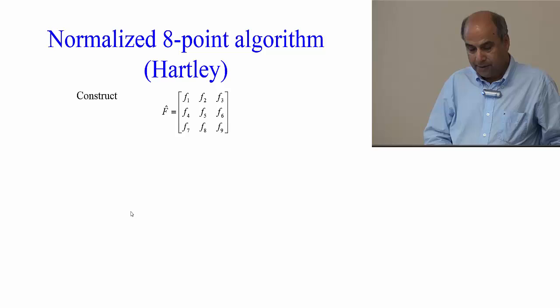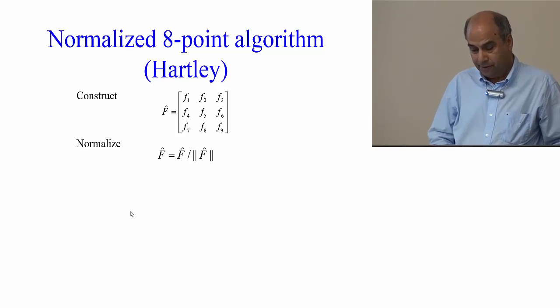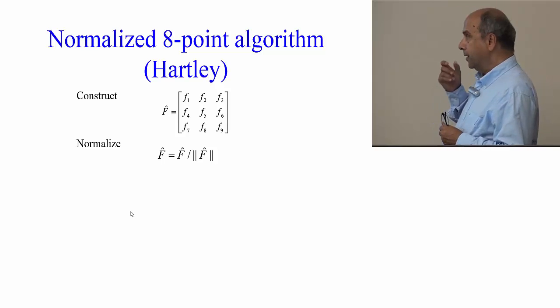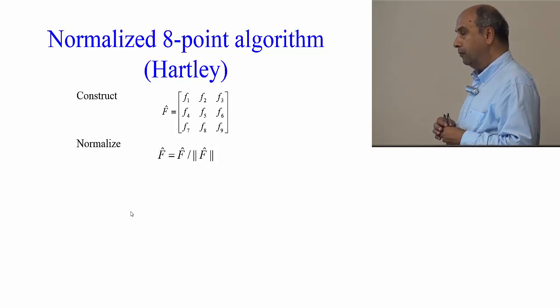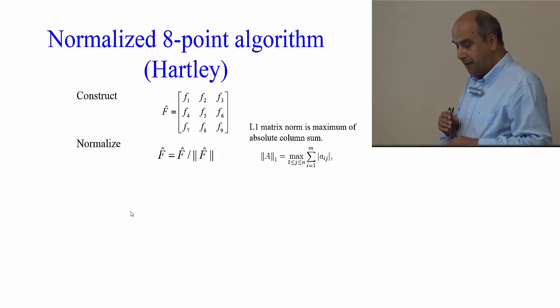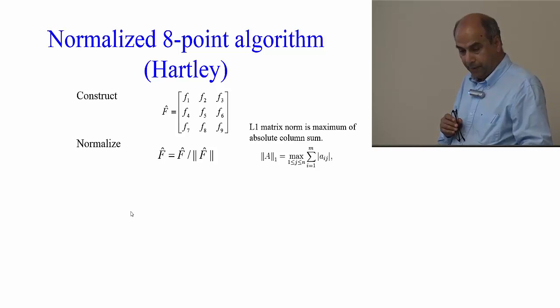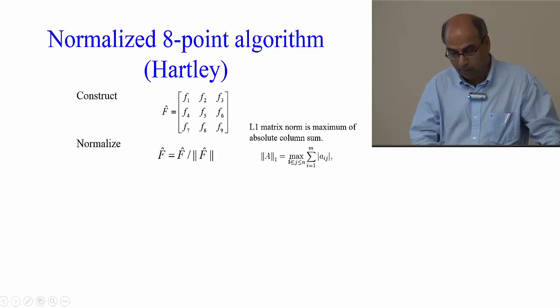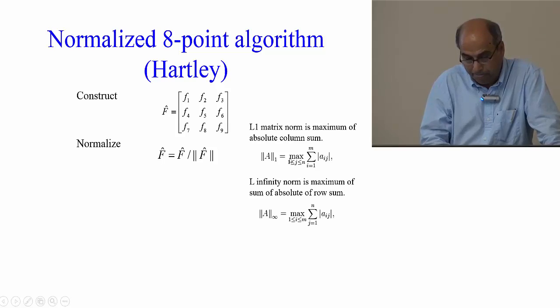So this is the first step. We get this fundamental matrix. Then we want to normalize it, which means that we divide by the norm of this matrix, and we talk about how to find the norm. Just divide each element by that, which is easy. And we can use the L1 norm, which is defined like that.